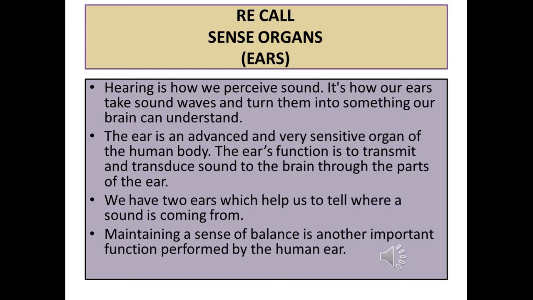The recall of the human ear. Hearing is how we perceive sound. It's how our ears take sound waves and turn them into something our brain can understand. The ear is an advanced and very sensitive organ of the human body. The ear's function is to transmit and transduce sound to the brain through the parts of the ear. We have two ears which help us to tell where sound is coming from. Maintaining a sense of balance is another important function performed by the human ear.